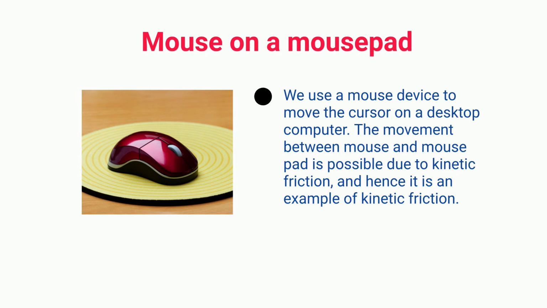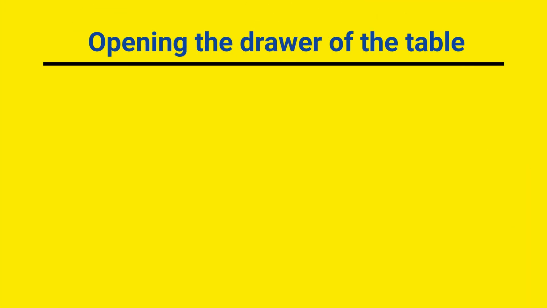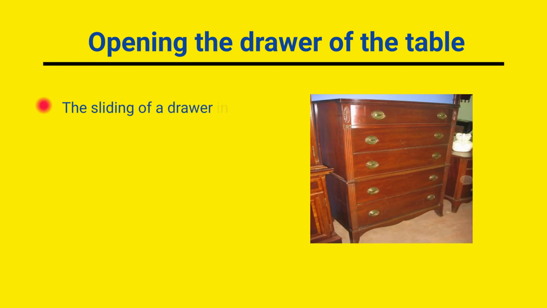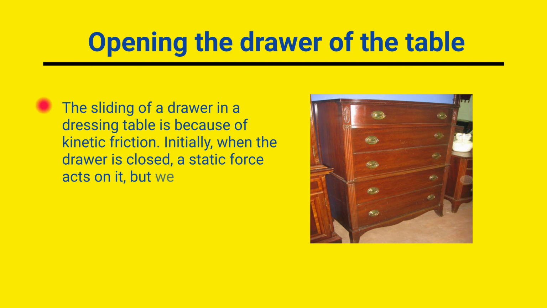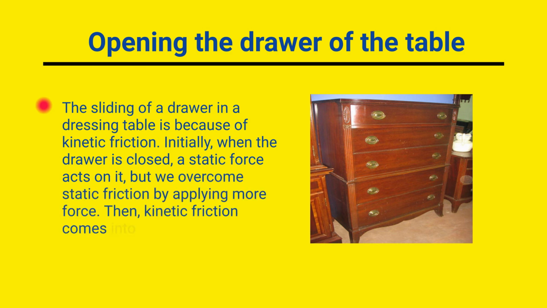Opening the drawer of the table. The sliding of a drawer in a dressing table is because of kinetic friction. Initially, when the drawer is closed, a static force acts on it, but we overcome static friction by applying more force. Then, kinetic friction comes into action, making movement easy.